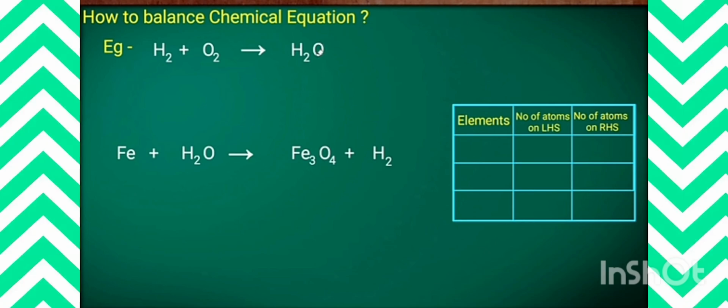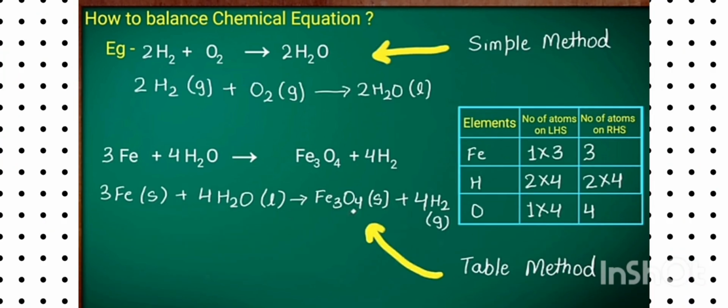To make it a balanced equation, we have to add 2 in front of H2O, that is, 2H2O. This gives 4 atoms of hydrogen on the product side. So to balance this, you have to add 2 in front of the hydrogen. Then it will become 2H2 plus O2 gives rise to 2H2O.